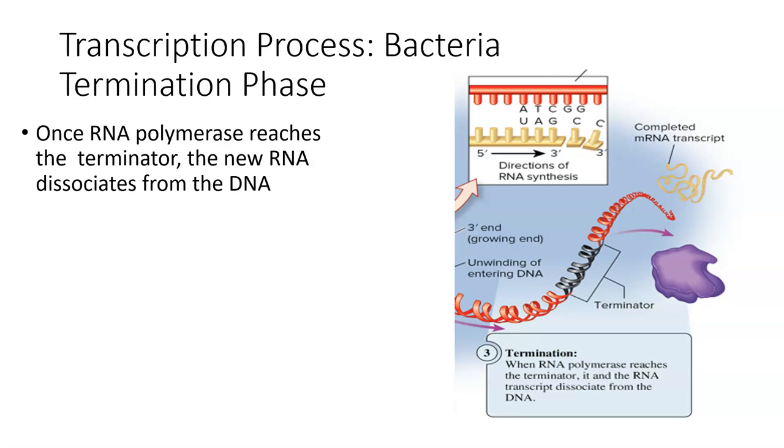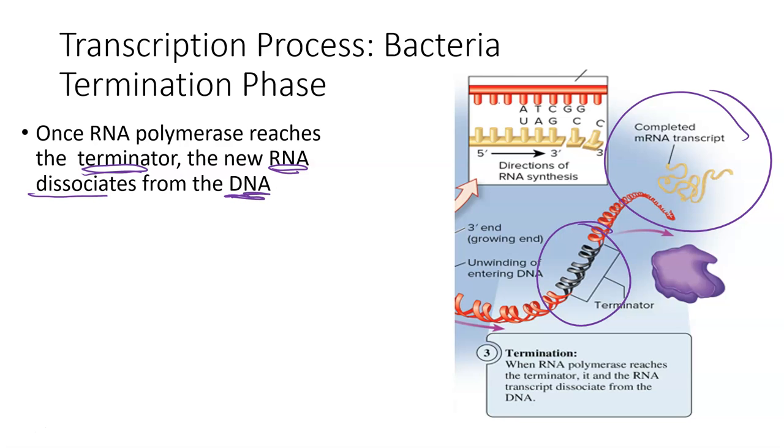Okay, so the final part of transcription, after we've done our initiation phase and our elongation phase, is termination. Real simple, right? So once the RNA polymerase reaches the terminator, or the very end of the DNA strand, the new RNA that we made is going to separate or dissociate from the DNA, and we're left with this beautiful completed mRNA transcript. So the process is not too bad.